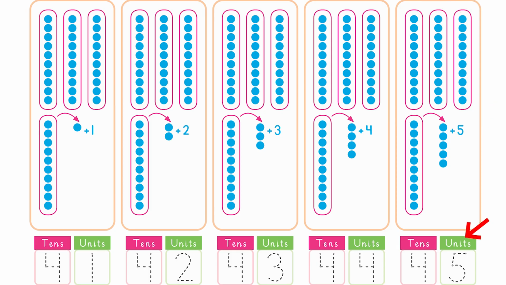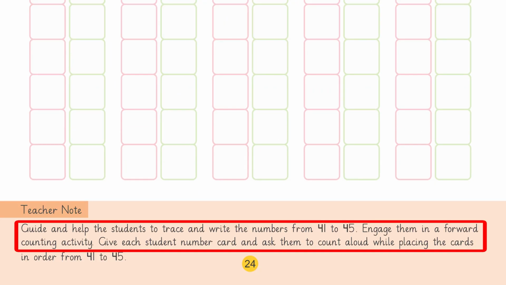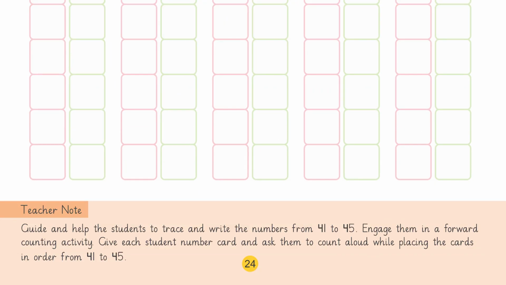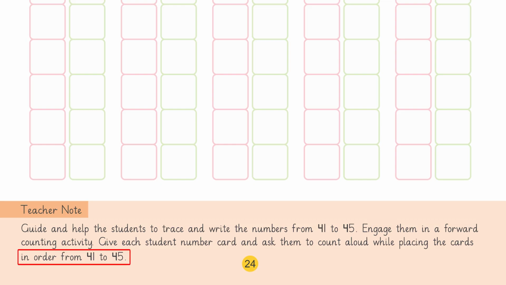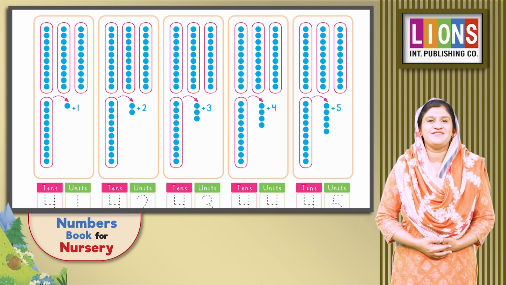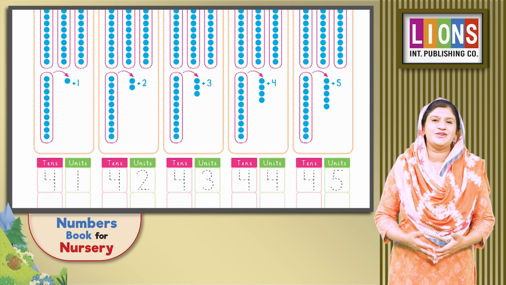There is a teacher note over here. Guide and help the students to trace and write the numbers from 41 to 45. Engage them in a forward counting activity. Give each student a number card and ask them to count aloud while placing the cards in order from 41 to 45. Dear teachers, today we have done the counting from 41 to 45.